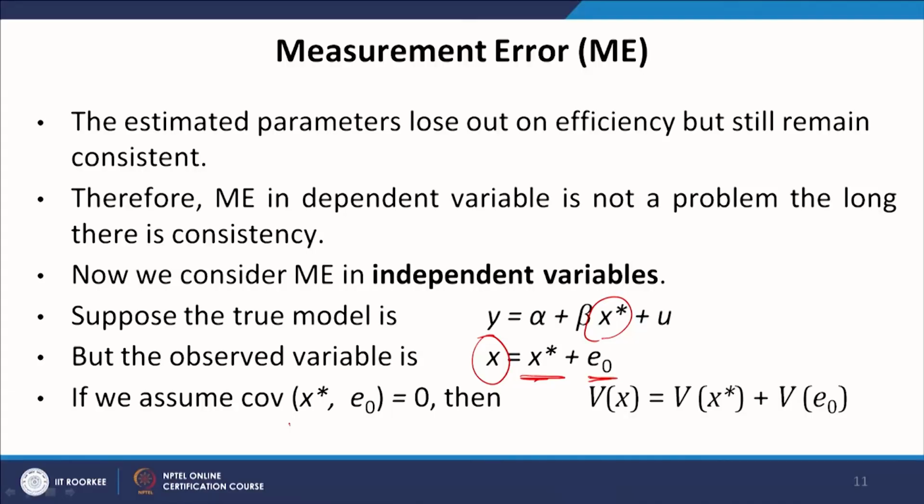Now, considering the case of measurement error in the independent variable. This is my observed variable, which is x, which is x star plus epsilon naught. If we assume that the covariance between x star and epsilon naught is 0, then variance of x is equal to variance of x star plus variance of epsilon naught. Again we do not have a covariance term coming out.